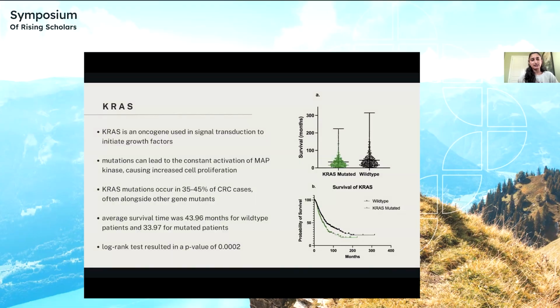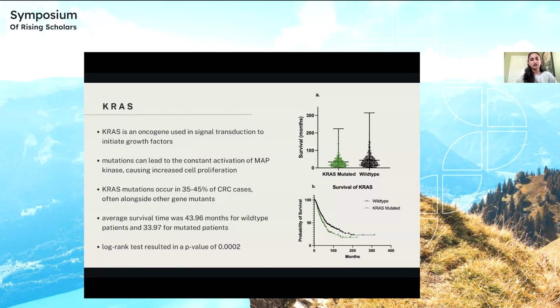My second gene was KRAS, and KRAS is an oncogene which is used in signal transduction to initiate growth factors. So basically, it's an initiation gene, and it basically provides directions for other growth factors to move down a chain, and this allows for a lot of cells to continue their growth.